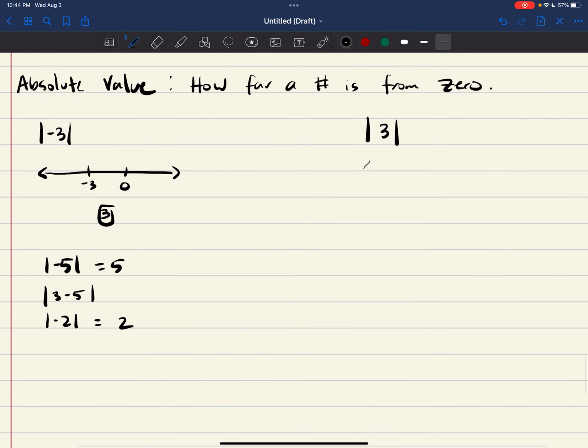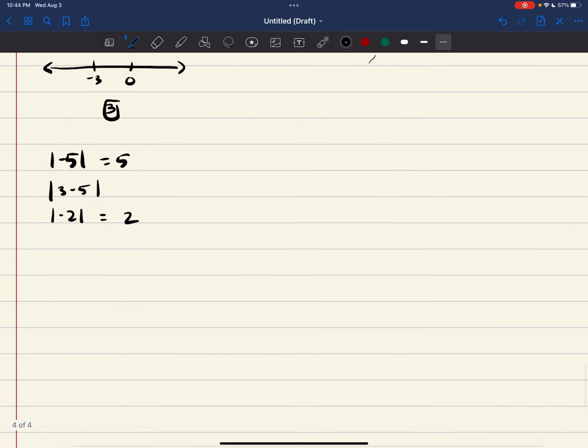And then you have the absolute value of 3. How far is 3 from 0? Well, we can just say it's 3. This is already positive, so your result should be positive regardless. So the answer is 3 for that one.